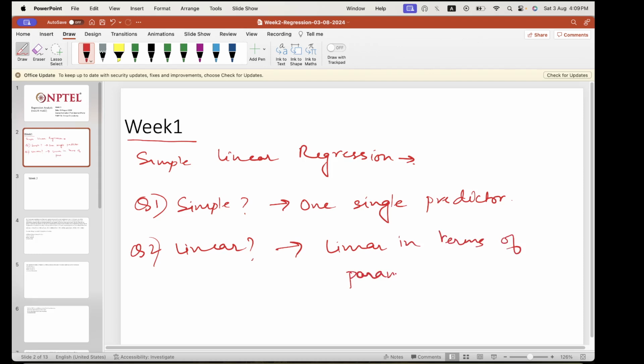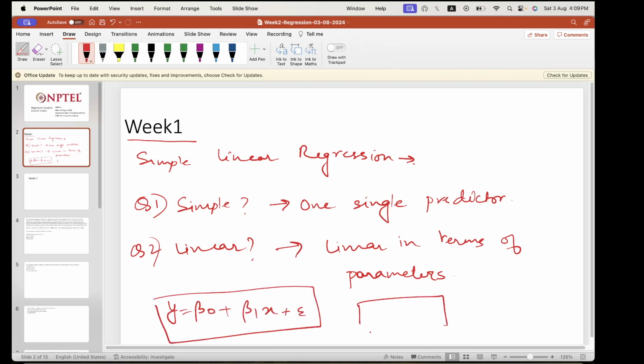So what I want to ask is, if I have this model, y equal to beta naught plus beta 1 x plus epsilon, and another model, y equal to beta naught plus beta 1 x square plus epsilon, and another model, y equal to gamma naught square plus gamma 1 square x plus epsilon, which of the three, one or more, are linear regressions?